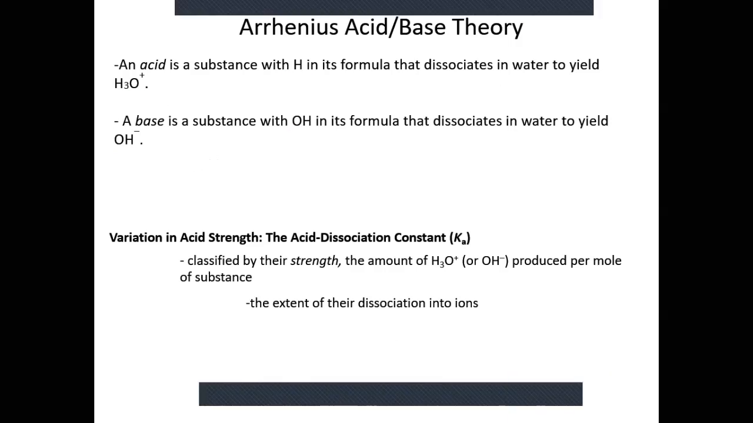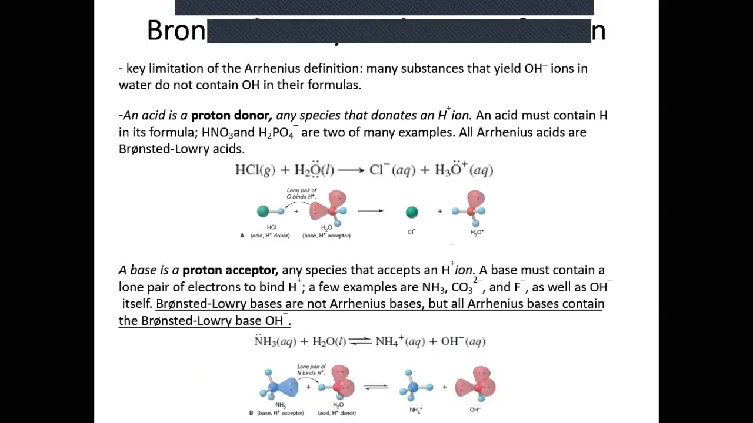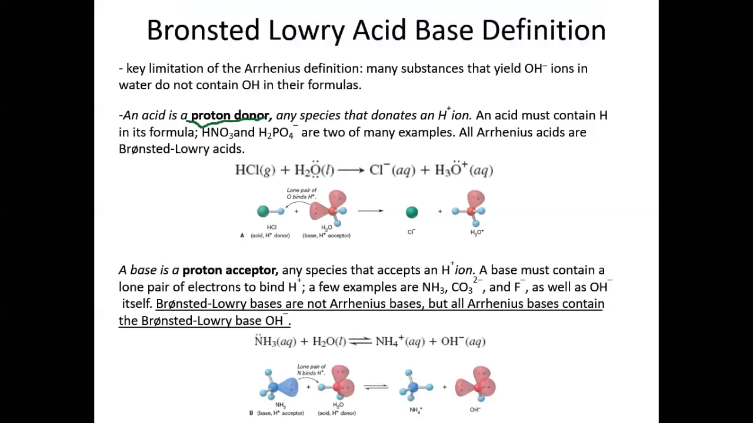Another type of theory which is more useful is Bronsted-Lowry acid-base theory. So Bronsted-Lowry acid-base theory is based on the movement of the hydrogen ion. And so an acid is defined as a proton donor. A proton is what the H plus ion is called. If it donates its proton, then it's an acid.